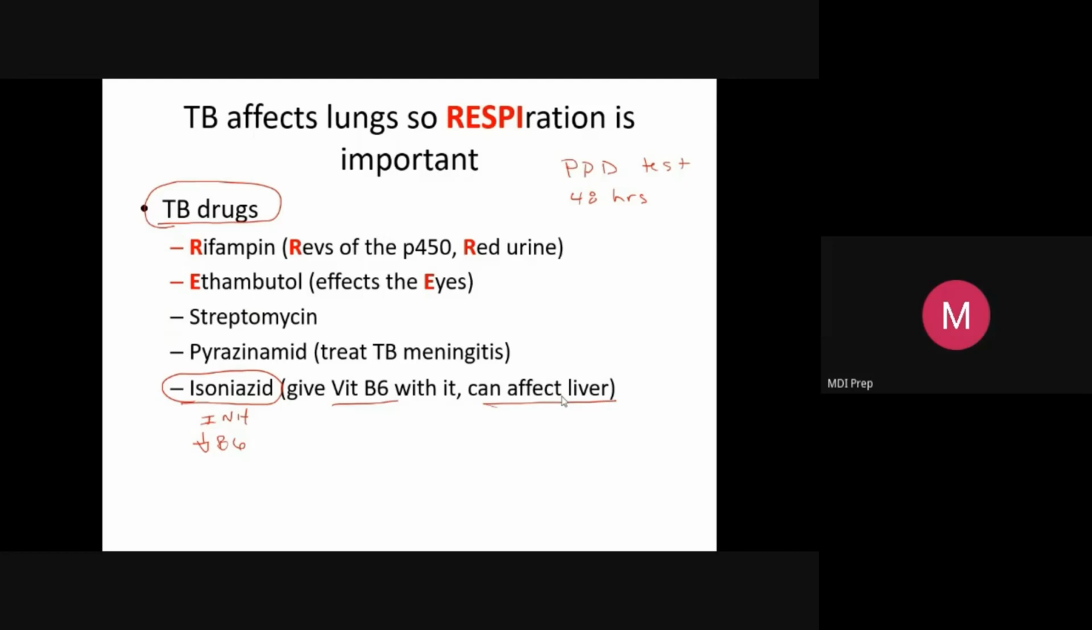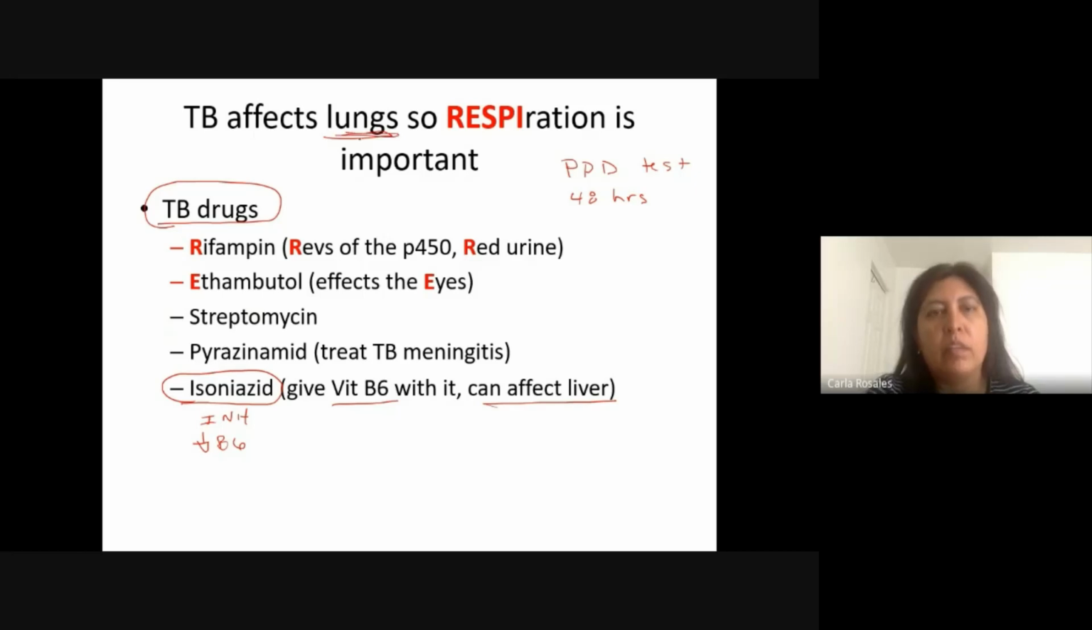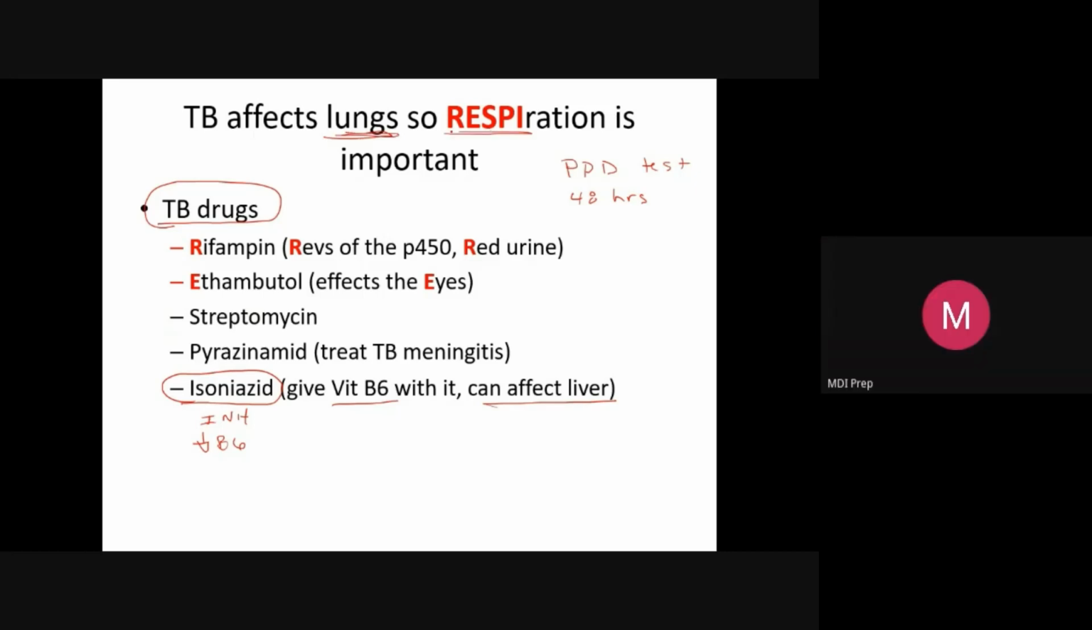Now, tuberculosis affects the lungs, right? The lungs are part of your respiration. So the mnemonic that we use to remember the TB drugs is called RESPI, respiration. The R is rifampin. The E is ethambutol. The S is streptomycin. P is pyrazinamide, and the I is isoniazid. So that's the RESPI.